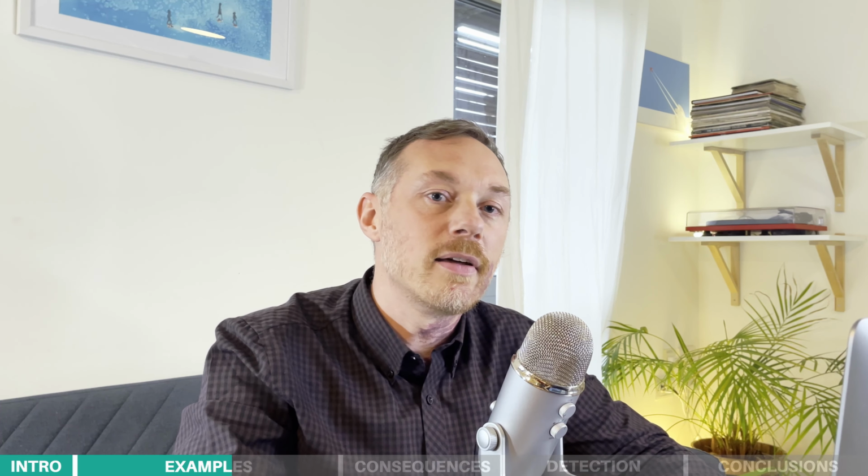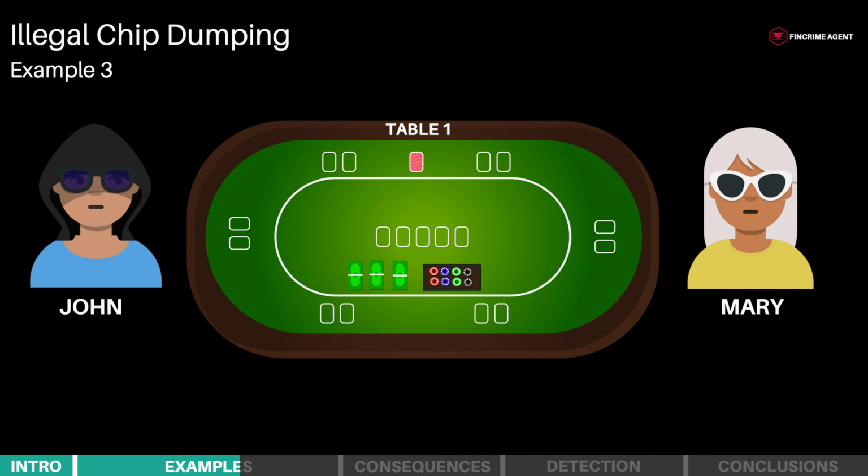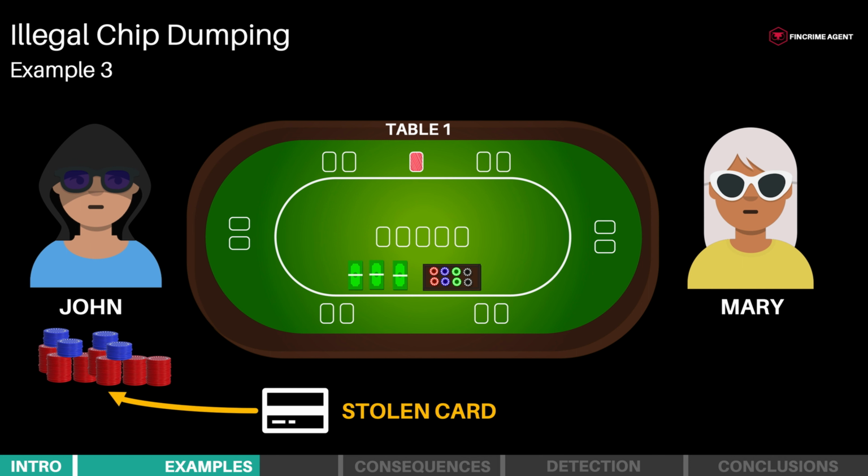So we were saying, third example, John and Mary are both playing in an online heads-up poker table where only the two of them are playing against each other. John has a large stack of chips, however, his initial deposits were completed using a stolen credit card. Mary is running low on chips, so John is going to purposely lose chips and transfer those to Mary.